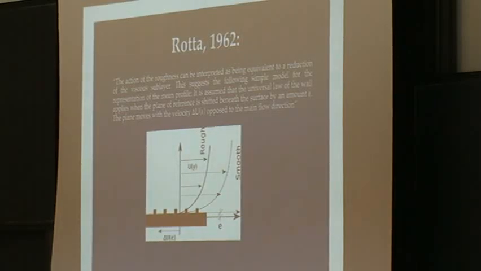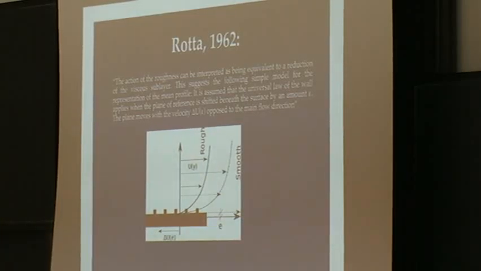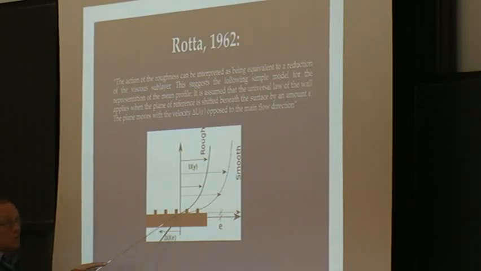It is assumed that the universal law of the wall applies when the plane of reference is shifted beneath the surface by an amount epsilon. The plane moves with the velocity delta u, which will depend on epsilon, opposed to the main flow direction. If you say that, okay, we do have a log law, it seems plausible that you need to shift your origin some distance in order to match that log law. But if you do that because you want to kill the viscous sublayer.